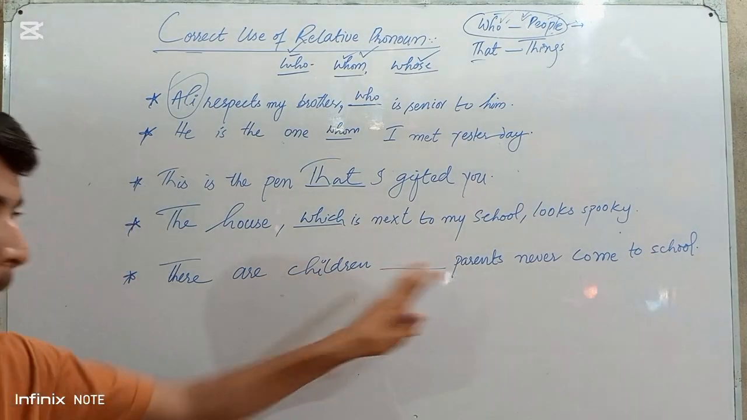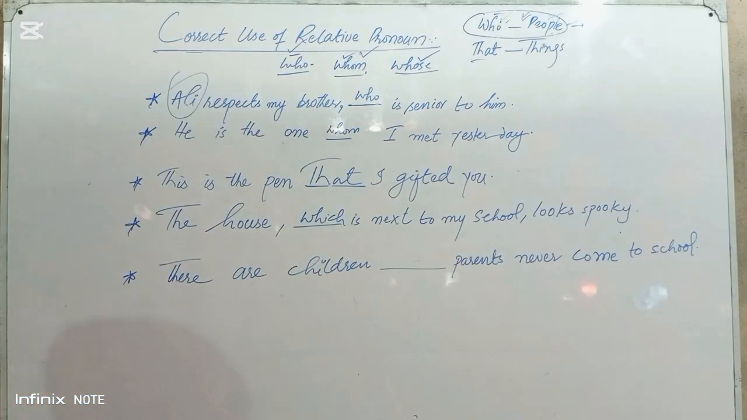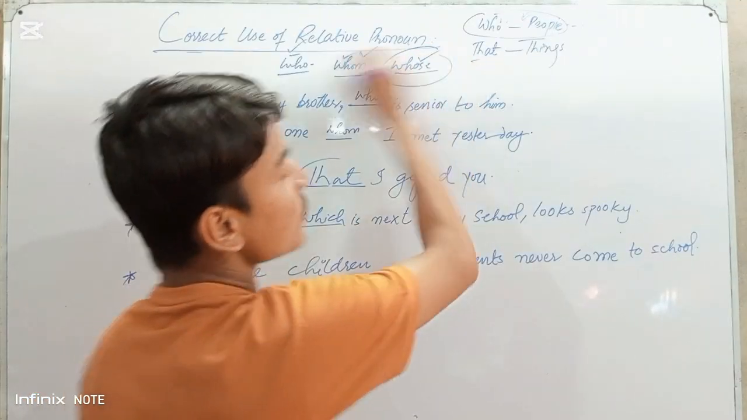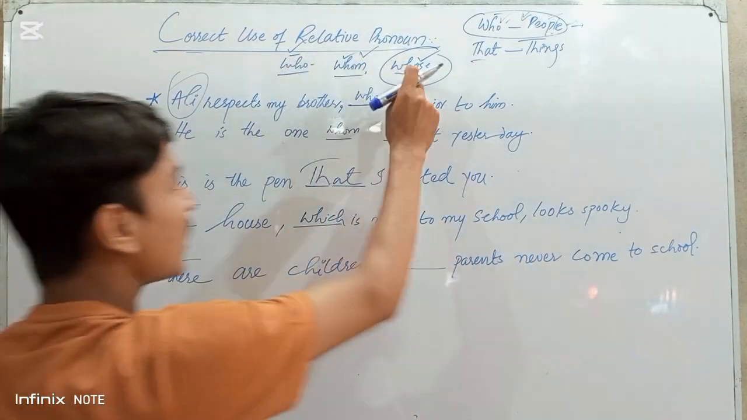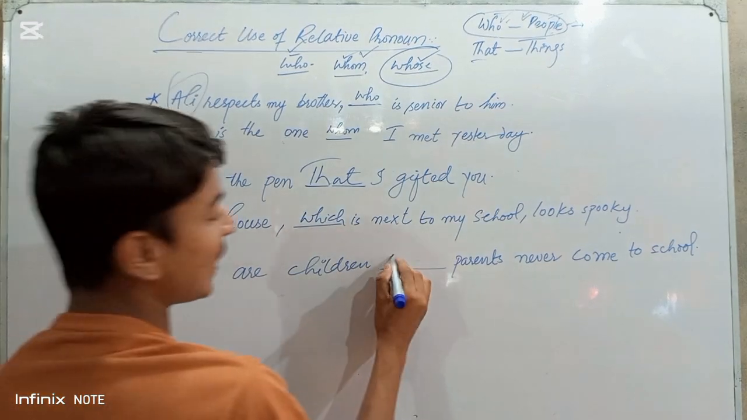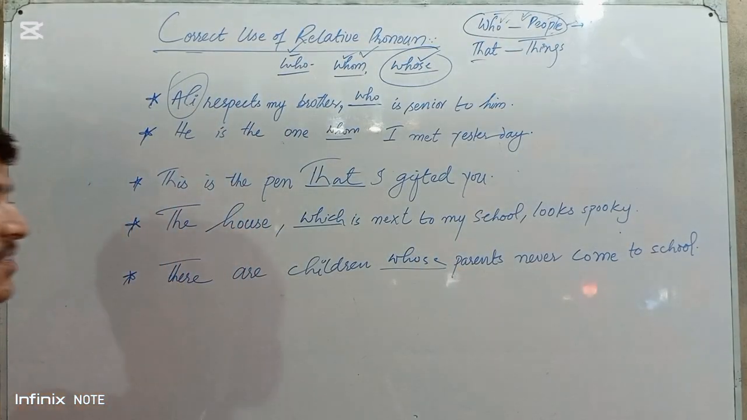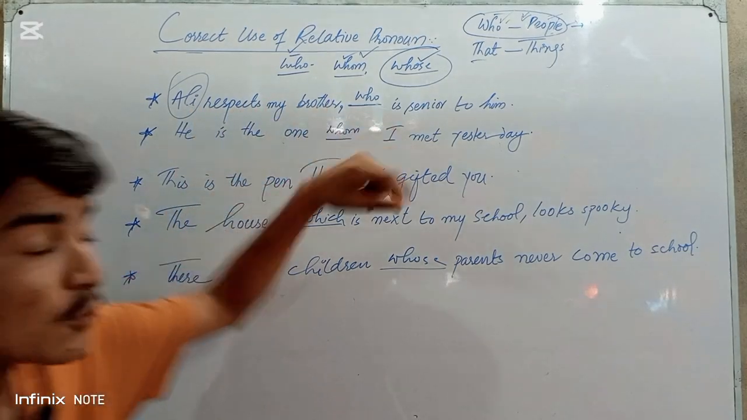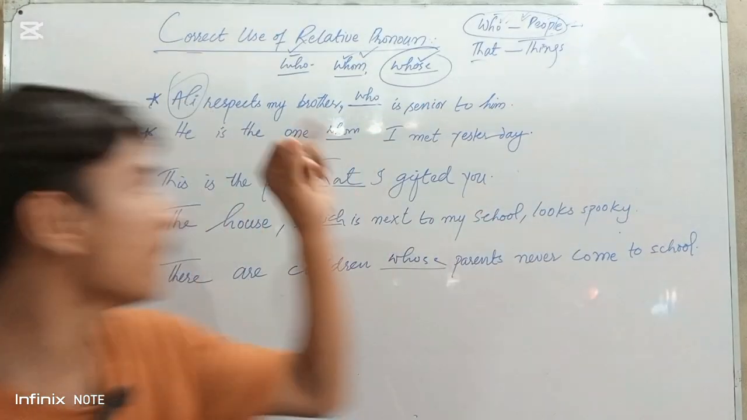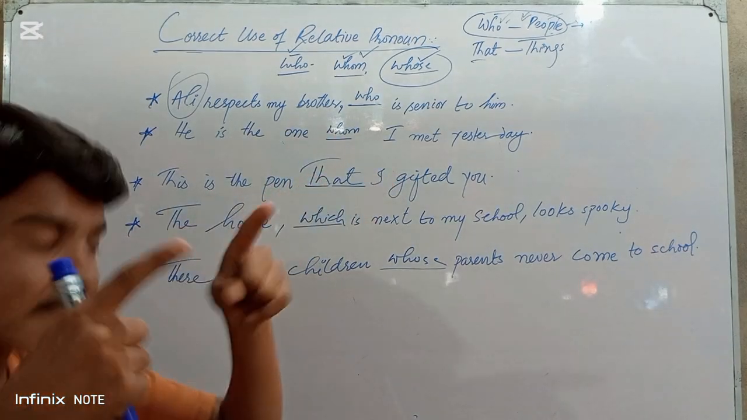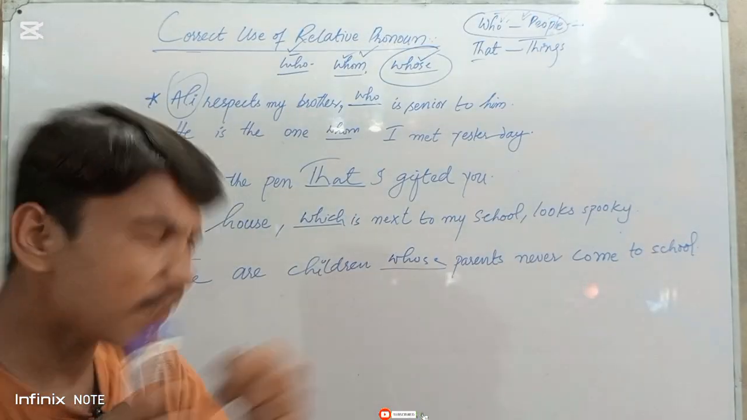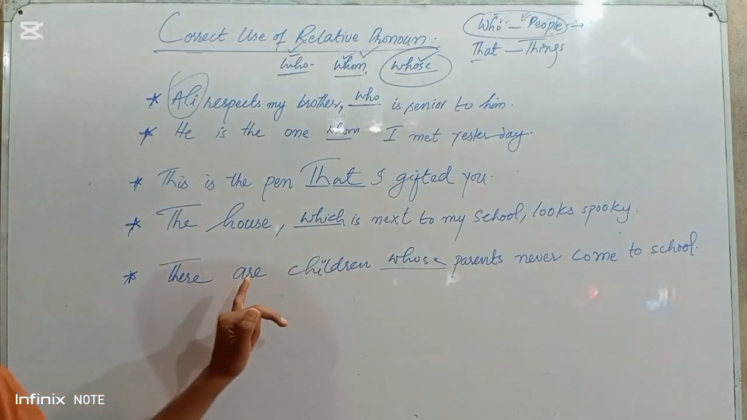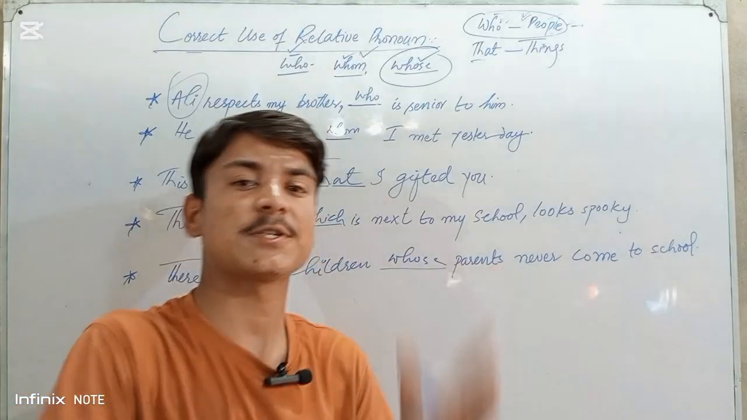There are children, parents never come to school. Here its genitive form is whose. So we use its genitive form whose. There are children whose parents never come to school. Ali respects my brother who is senior to him. He is the one whom I met yesterday. This is the pen that I gifted you. The house which is next to my school looks spooky. There are children whose parents never come to school.